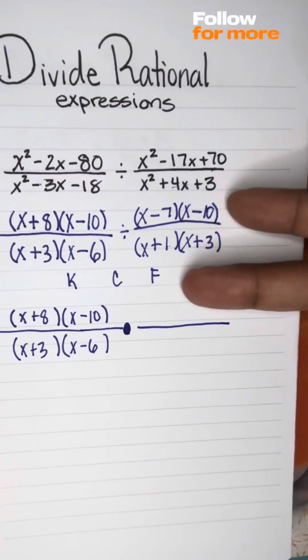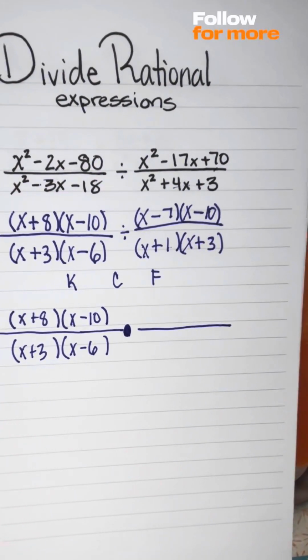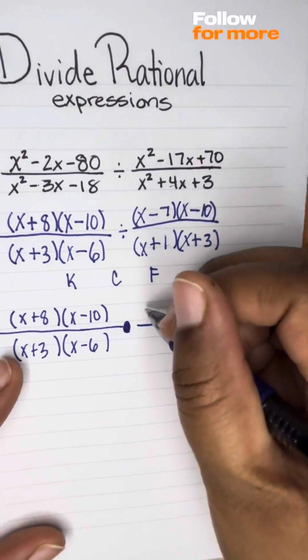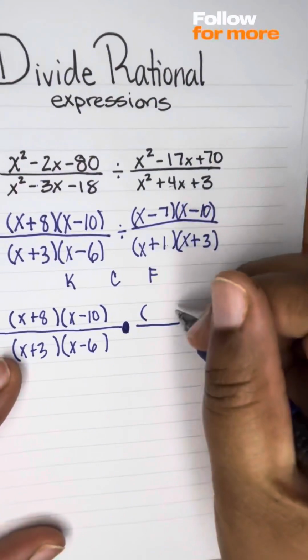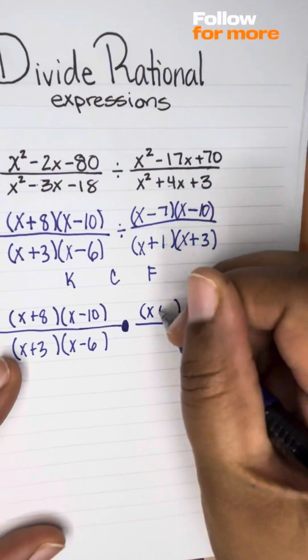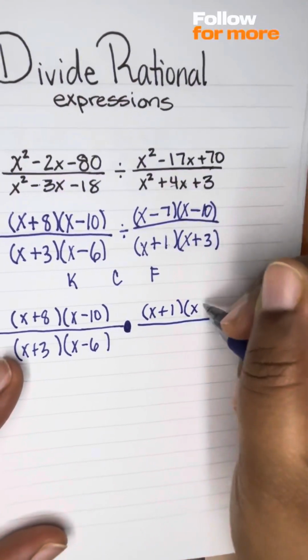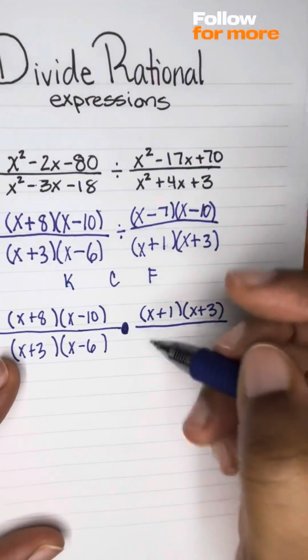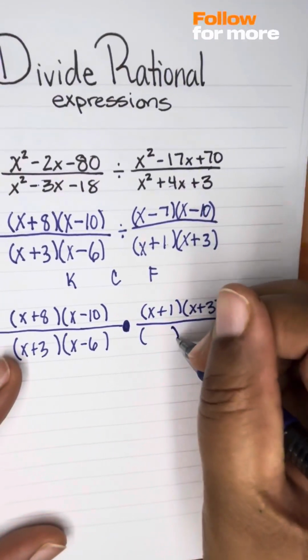Some people call it the reciprocal. You'll probably see that in your math books. That just means flip, okay? So I'm putting the denominator as the numerator. And I'm putting this numerator now as the new denominator.